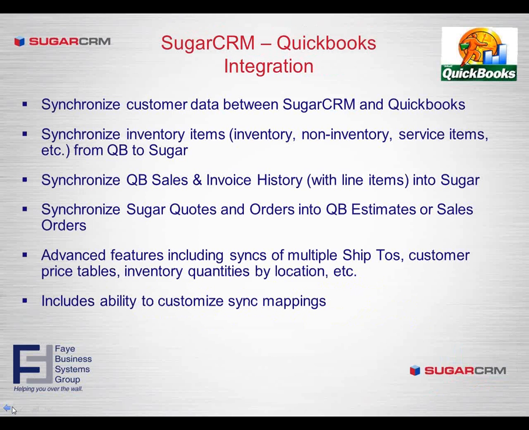The main features of the QuickBooks integration include synchronizing customer data between Sugar and QuickBooks, inventory items syncing from QuickBooks to Sugar, sales history by product, as well as their invoices with detailed line items syncing to Sugar. Also, it syncs quotes and orders into QuickBooks estimates and sales orders. Some of the new advanced features of the product include synchronizing multiple ship-tos, inventory quantities by location, and more. And you can also customize the mappings between the products depending on your needs.